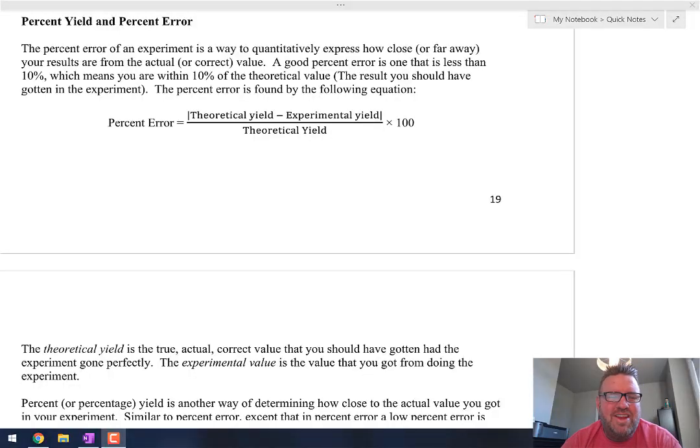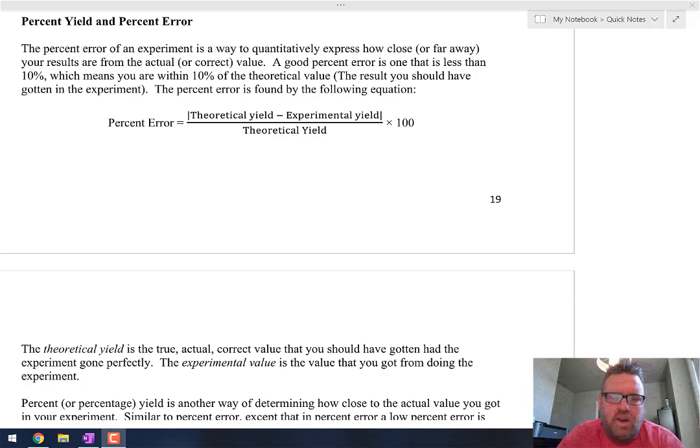Hi everybody. Today we're going to talk about percent yield and percent error. Percent error and percent yield are just two different ways to talk about how close or how far away from the actual results you should have gotten. Unfortunately, neither of these equations are given on the AP exam, but they do ask you questions from time to time about the percent error and the percent yield of the results of an experiment.